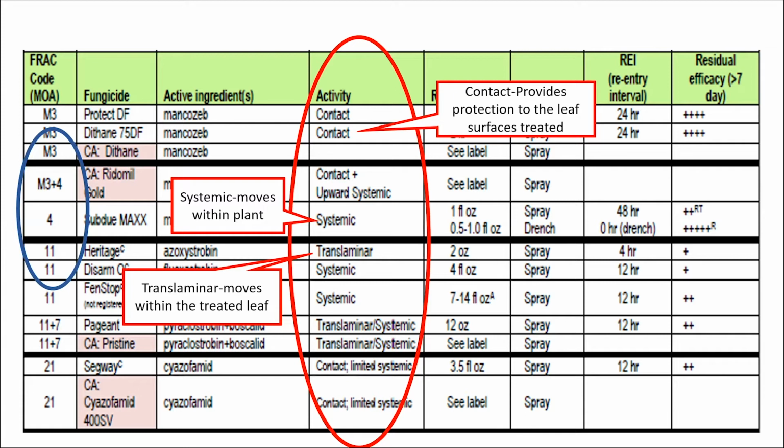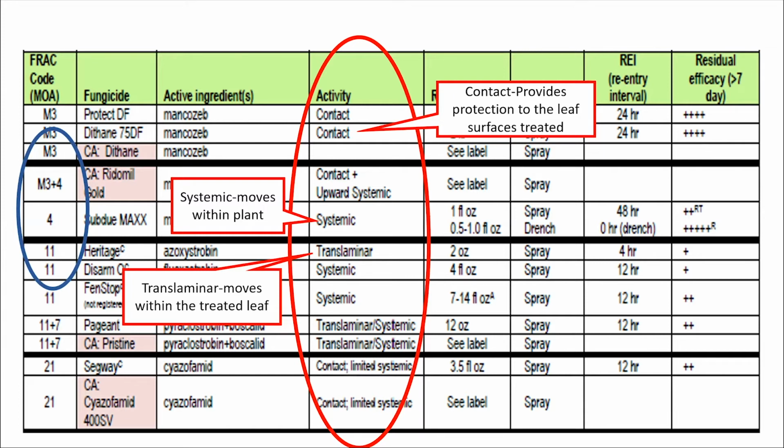So really understand the whole translaminar, or is it systemic, or is it just a contact? Because that is the basis of how often do you spray, how do you apply. It really is a core piece of information that without that, you're going to probably apply the chemical ineffectively and not get the benefit that you want. Does that make sense, Bill?